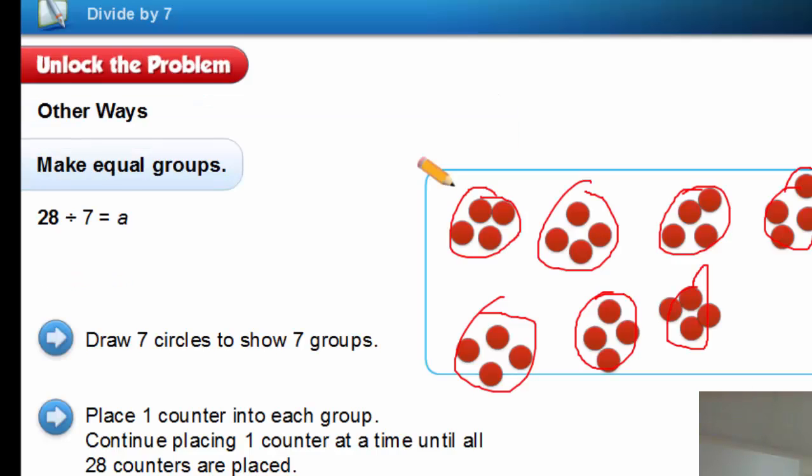All right, boys and girls, those are all the different strategies that we can use to solve division by 7.